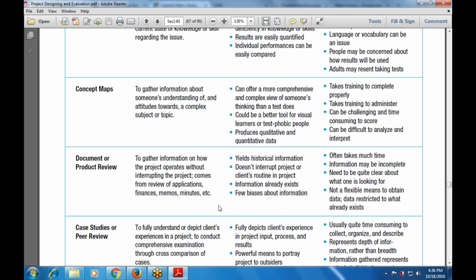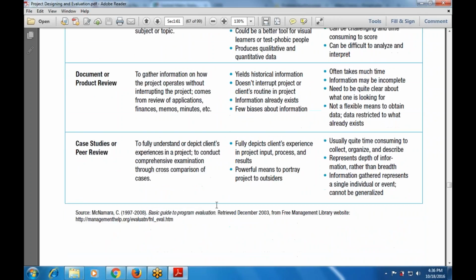Then the next one is case studies or the peer review. To fully understand or depict the client experiences in a project, to conduct a comprehensive examination through cross comparison of the cases, we are taking the case studies of the peer review.